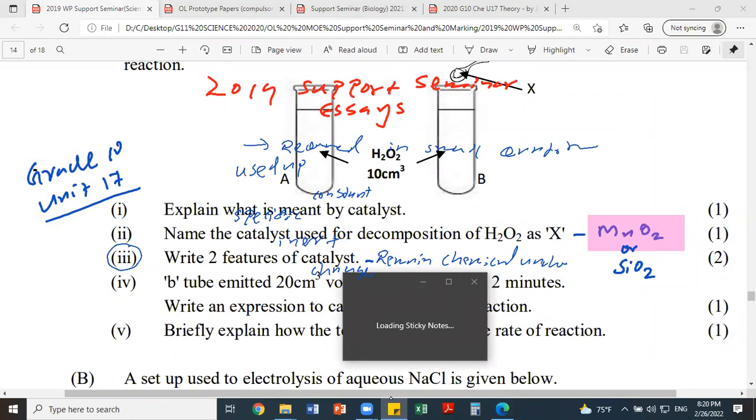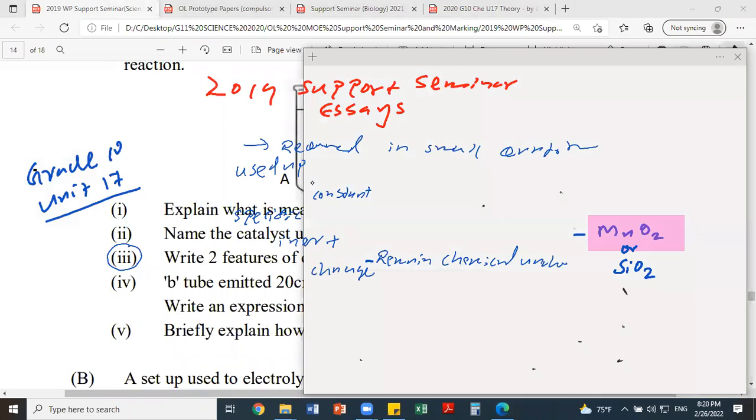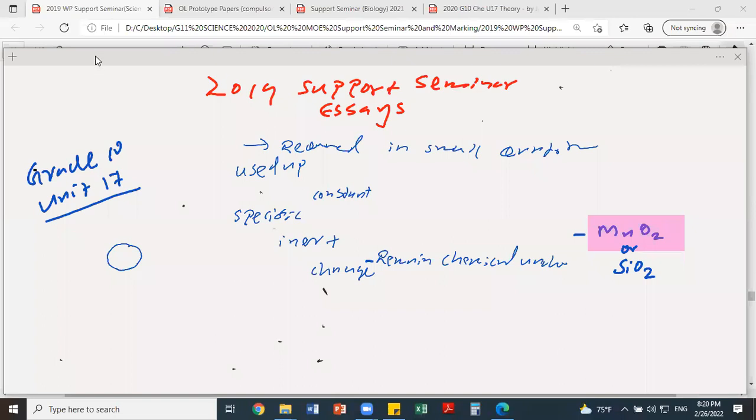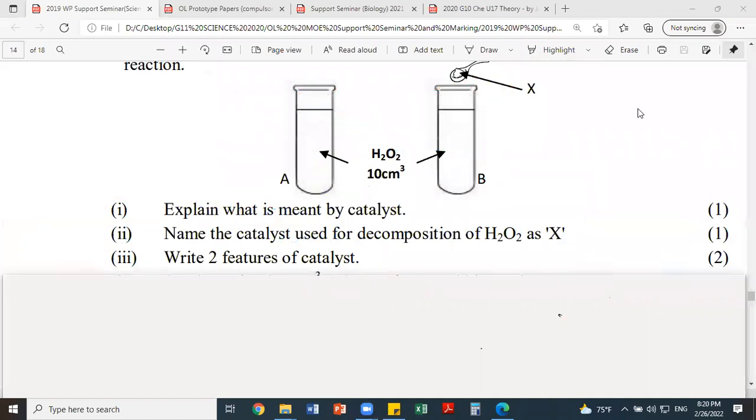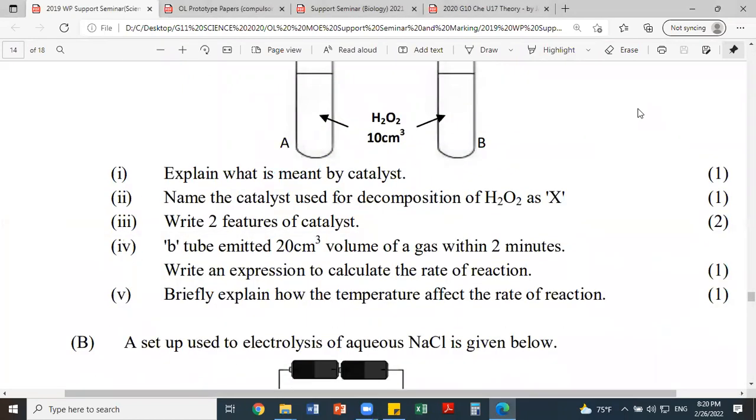But for a given reaction, there can be more than one catalyst. Example, for this one, you can use both MnO2 and SiO2. You get what I am saying? For a given reaction, there can be more than one catalyst, right? But a given catalyst cannot catalyze all the reactions in the world. Remember, for some reactions you can't find a catalyst.